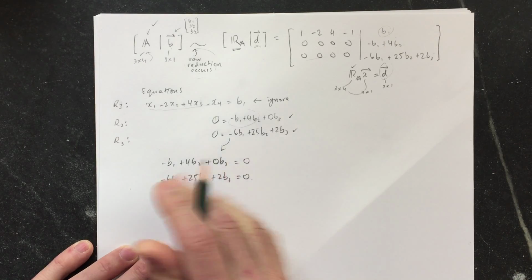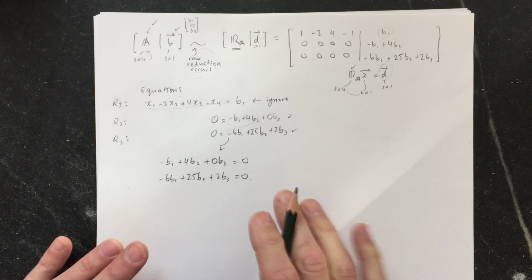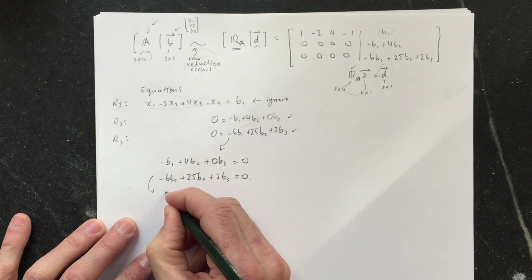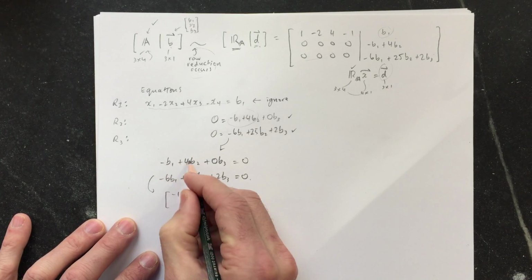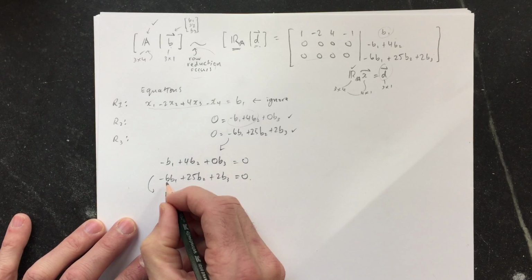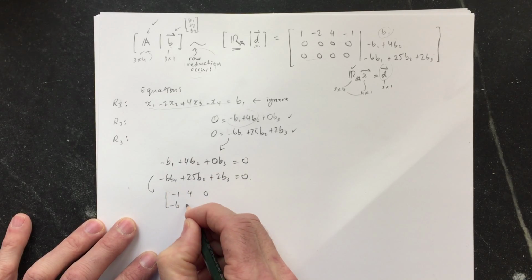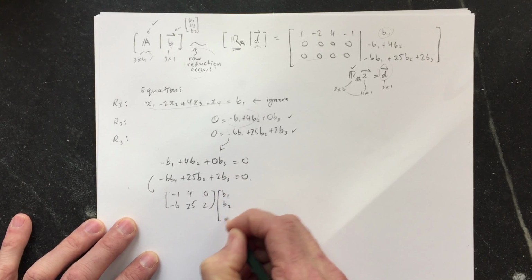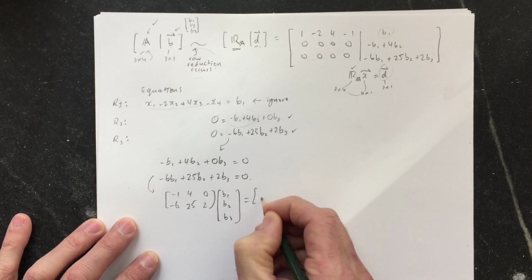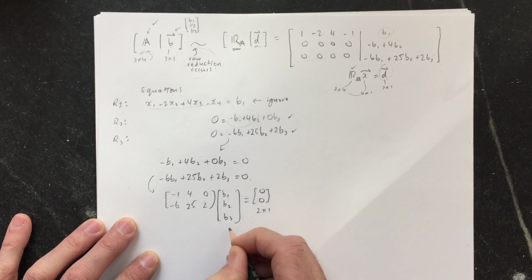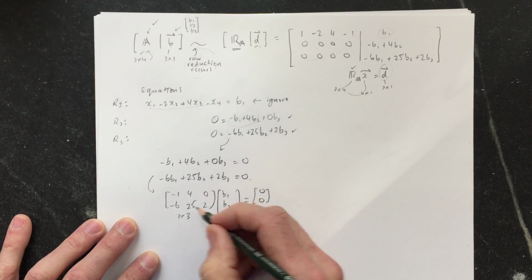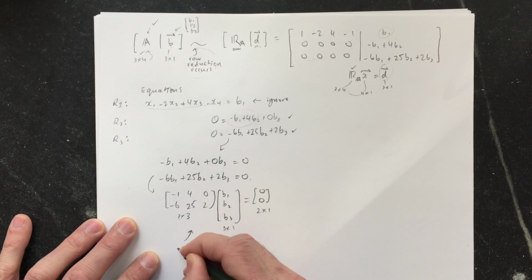So we're going to just turn it around. So now we have b1, b2, b3. This is instead of x's. A little bit funny, and that in matrix form is minus 1, and there's a 4 here, a 0 here, minus 6, 25, and 2, multiplying the vector b1, b2, b3 equals 0, 0. So a 2 by 1, 3 by 1, right? There are 3 unknowns, and a 2 by 3. 2 equations, 3 unknowns. So we're looking at, this is a null space problem.